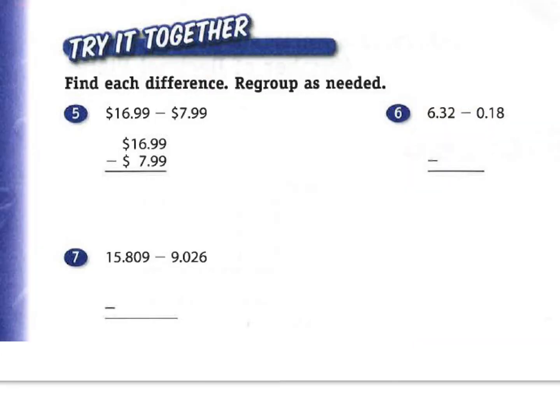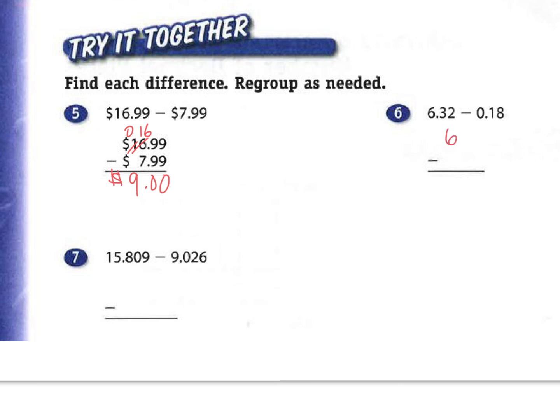All right, this says find each difference and then regroup as needed. So here we have $16.99 minus $7.99. Well, 9 minus 9 is 0. 9 minus 9 is 0. Bring down that decimal point. We can't do 6 minus 7, so borrow from that 1. It becomes a 0. 16 minus 7 is 9. So $9 is what's left over.